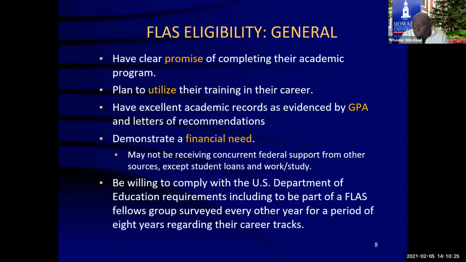And by the way, these eligibility requirements are not simply set by Howard. These are set by the Department of Education. Another requirement is that you've got to be willing to comply with the various regulations and requirements of the Department of Education. One is that they're going to do surveys every 8 years, so you will have to supply a non-Howard email address so that they can be in contact with you. And there will be a few other things that you will need to do as a FLAS fellow.